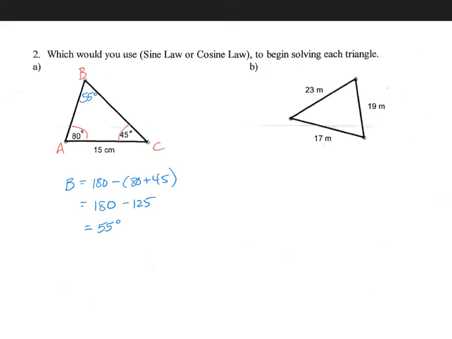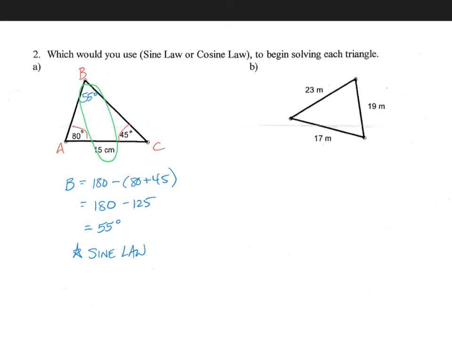And now that I know that angle B is 55 degrees, you should be able to tell me which you would use first, sine law or cosine law. And because we have an angle and its corresponding side, we should be able to go through and use sine law. What I'm going to do is let you finish off solving for triangle ABC, or question 2A, and we'll see if we match up in the end.